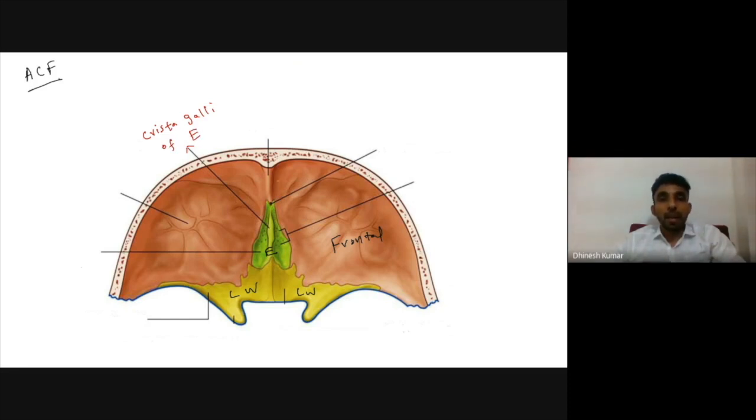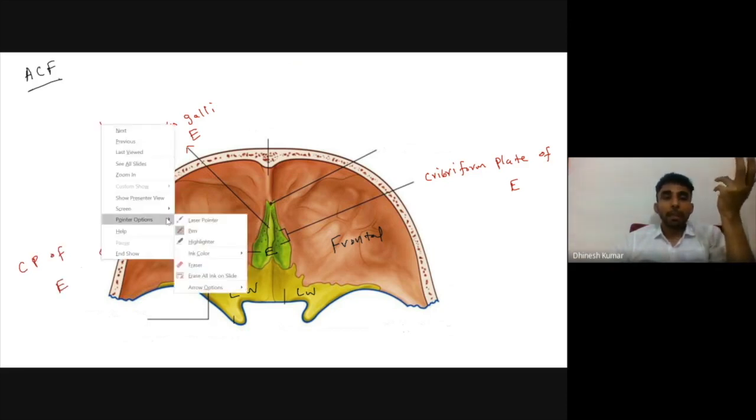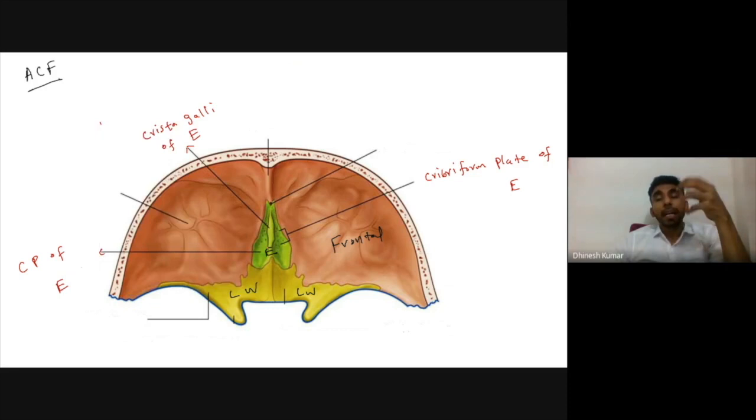Then on either side of the crista galli of ethmoid bone, do you see numerous small openings? Numerous small apertures or openings called the cribriform plate of ethmoid bone. You know the importance of the cribriform plate of ethmoid bone, right? It allows the passage of olfactory nerves, isn't it?